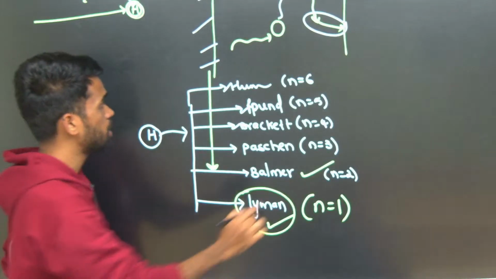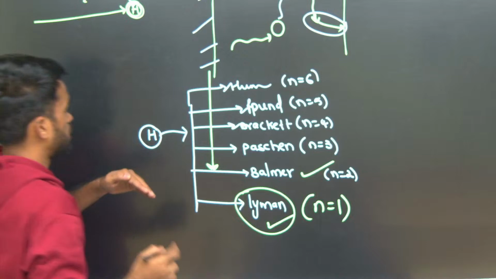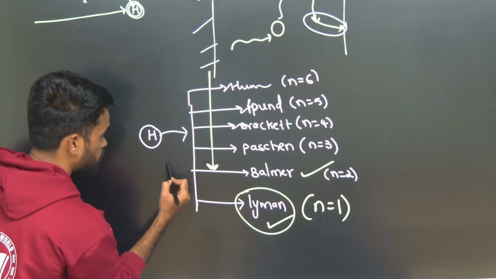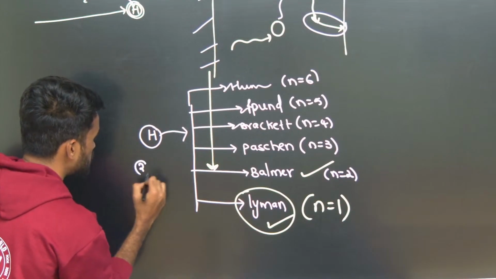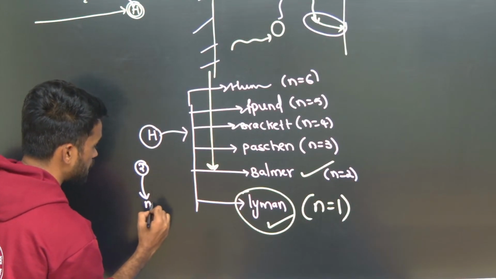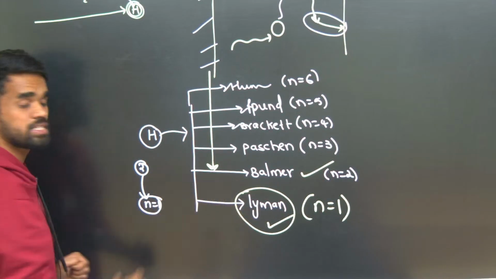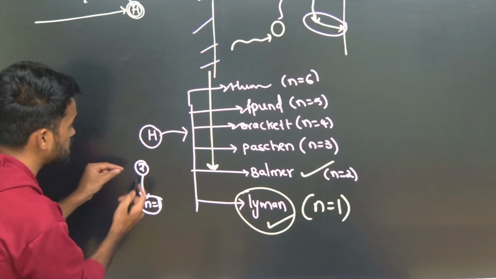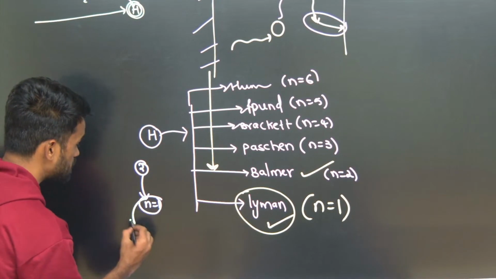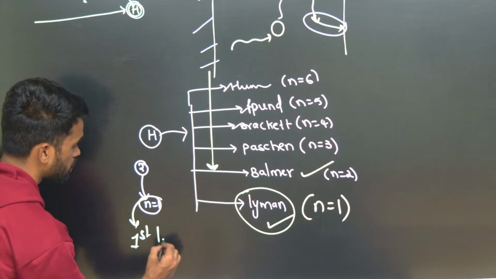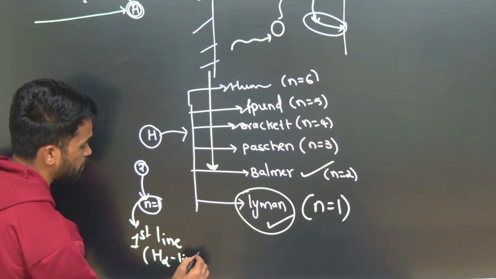Hope this is clear. Now see, an electron transition takes place from the second energy state to the first energy state, n equals 1. This line will be seen in the Lyman series. So we can say this is the first line seen in the Lyman series, the first line or H alpha line of the Lyman series.